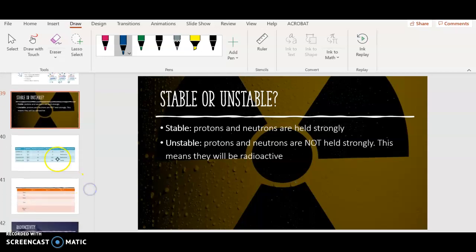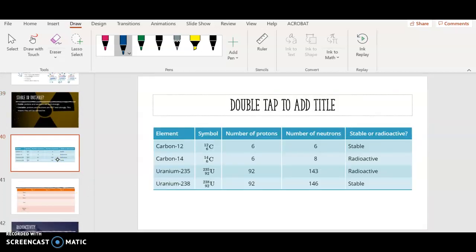The next slide is showing you just a summary again. So this is just a comparison of two different elements. So this is carbon. Carbon-12, 6 protons, 6 neutrons, it's stable. Carbon-14, the protons stay the same. That's very important. The protons won't change. It is the neutrons that change. So carbon-12 and carbon-14 are isotopes of each other, and carbon-14 is radioactive.